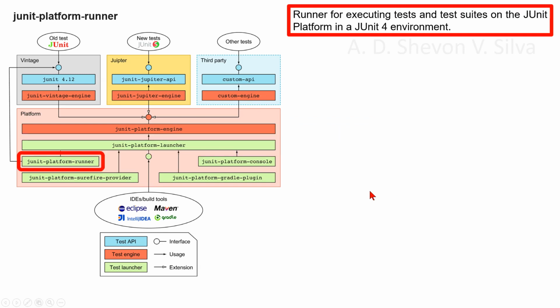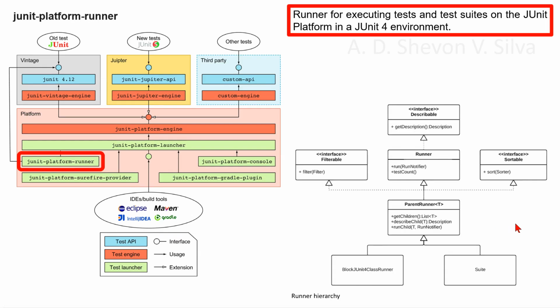Now we are focusing on junit-platform-runner, the JUnit Platform runner for executing tests and test suites on the JUnit Platform in a JUnit 4 environment. And here you can see the runner hierarchy.